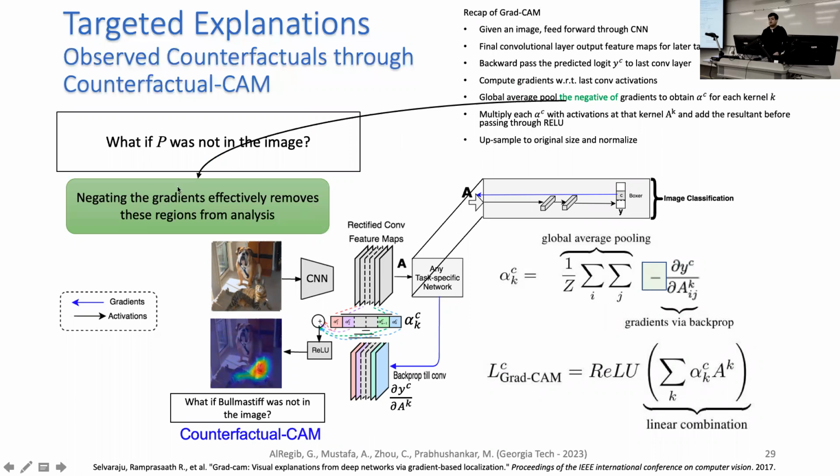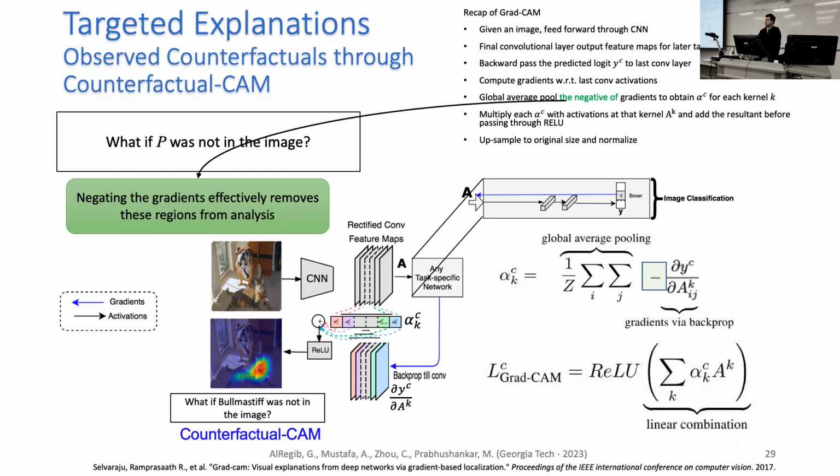Now, before going to contrastive, let's just look at counterfactual explanations. The difference between counterfactual and GradCam explanations is that instead of backpropagating the gradients directly, we backpropagate the negative of gradients to obtain alpha C. So in this case, we had dou YC by dou AK of IJ. AK of IJ was activations, YC was some logit. Before we were backpropagating the logit directly, now we are taking a negative sign and backpropagating it.